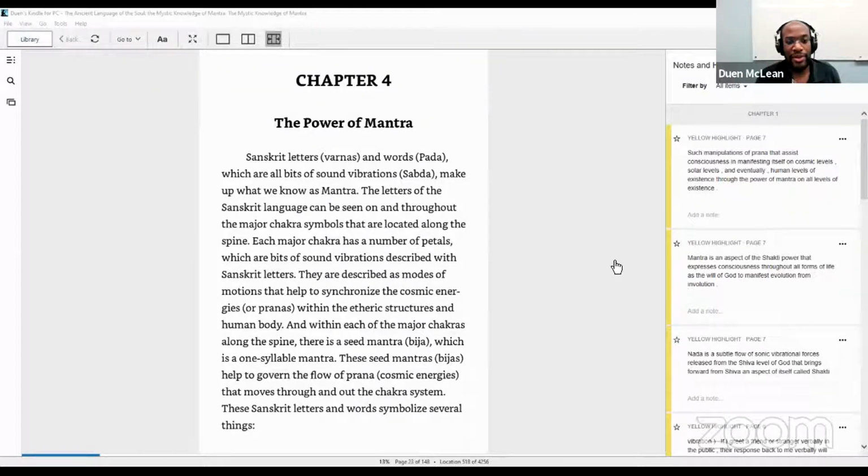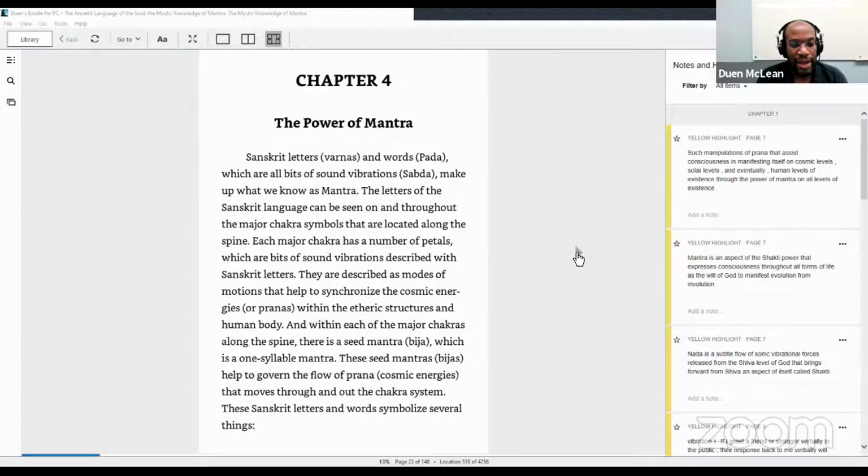The letters of the Sanskrit language can be seen on and throughout the major chakra symbols that are located along the spine. Each major chakra has a number of petals, which are bits of sound vibrations described with Sanskrit letters. They are described as modes of motion that help to synchronize the cosmic energies or pranas within the etheric structures and human body. And within each of the major chakras along the spine, there is a seed mantra, bija, which is a one-syllable mantra. These seed mantras, bijas, help to govern the flow of prana, cosmic energies, that moves through and out the chakra system.